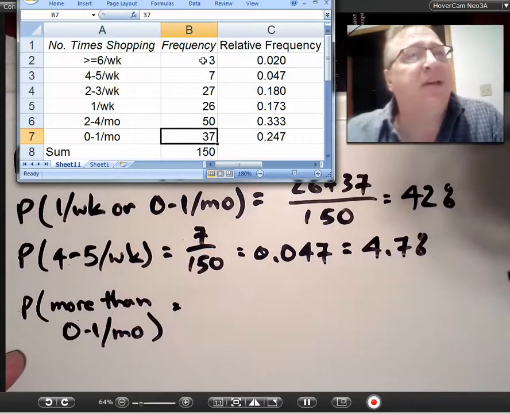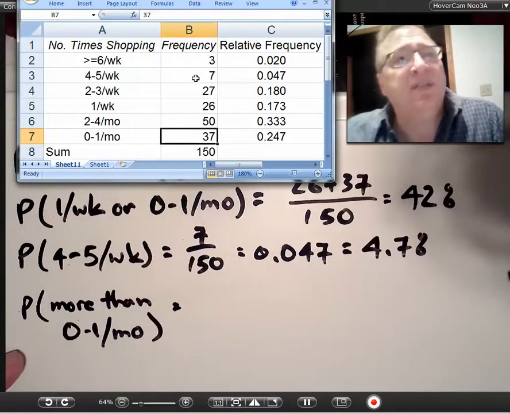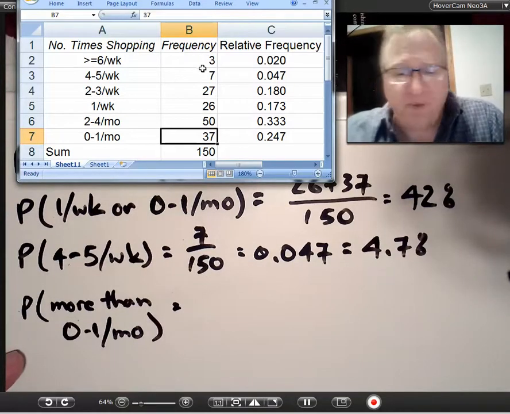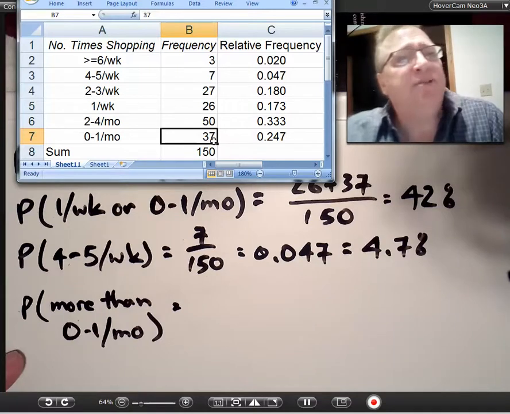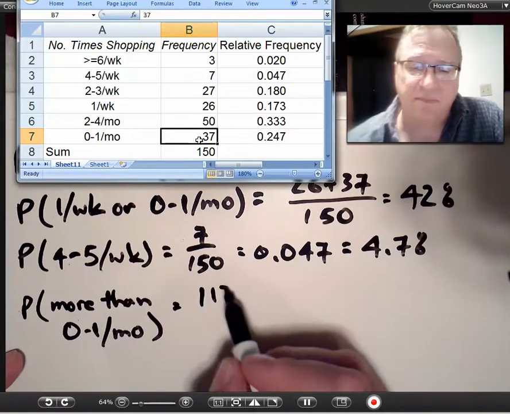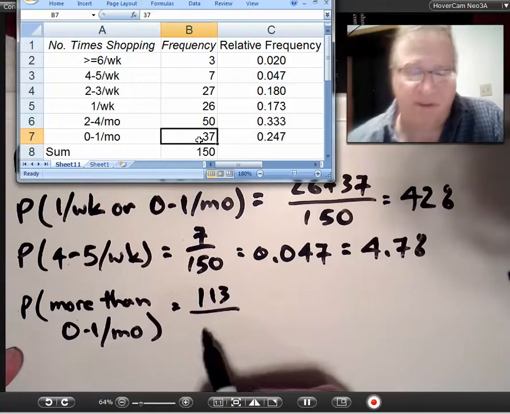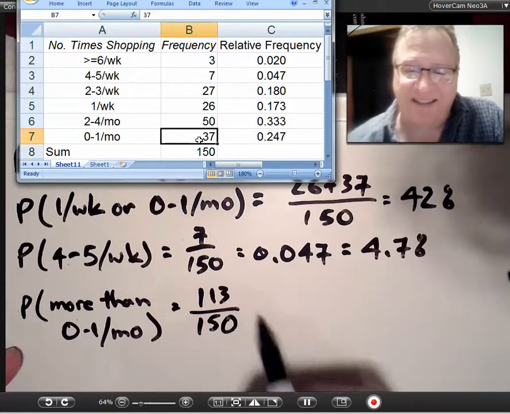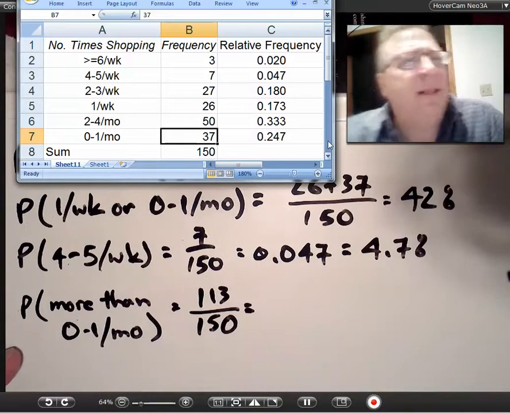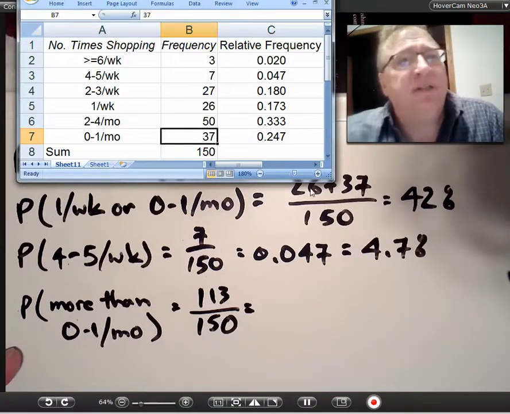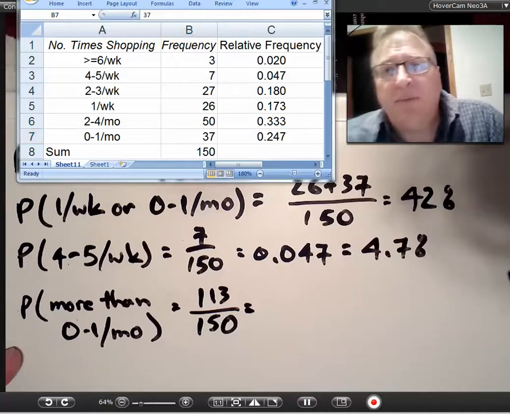Well, we have a couple options here. One thing we can do is add up all these values: 50 plus 26, 27, 7 and 3. And we should probably do that. Let's see, there's 150, and if we subtract 37, that'd be 113. Did I do that right? Please holler. I know, you can't holler. Well, you can, but it doesn't do much. Let me double check that. 150, that'd be 113. Yeah, okay. So let's look at that probability.